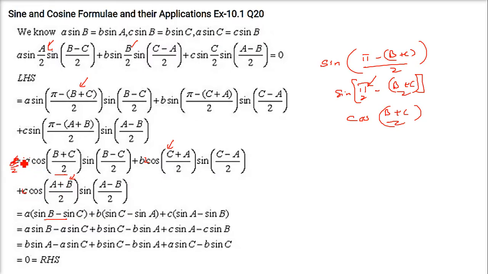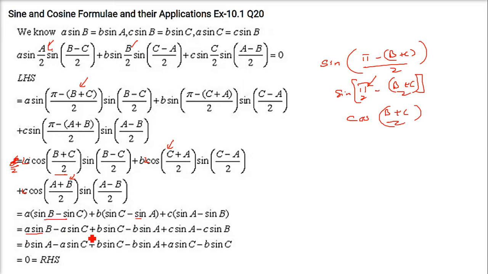We multiplied numerator and denominator by 2. So you get 2 cos (c plus a)/2 sin (c minus a)/2, which is nothing but sin c minus sin a. Similarly, here you get sin a minus sin b. So you have a, you have b, you have c. Now multiply this a inside. So when you get a sin b, that is already there.